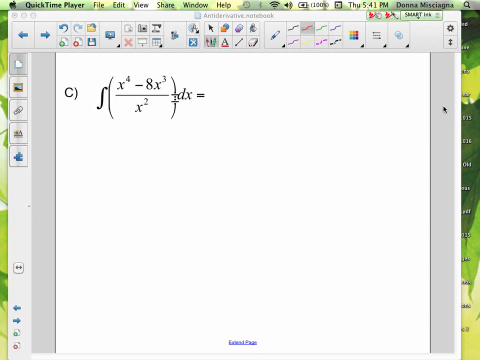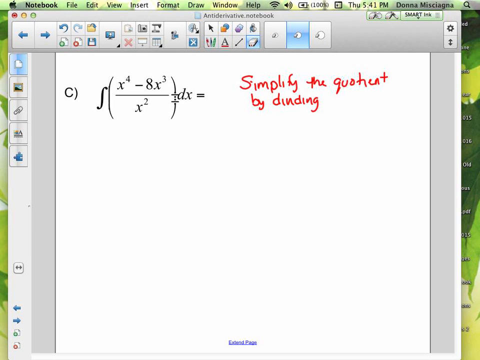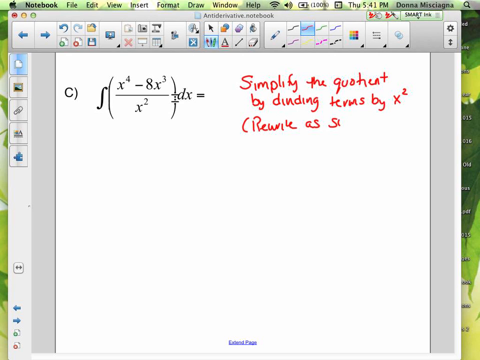One thing is you cannot deal with a quotient. So you do need to simplify the quotient by dividing all terms in the numerator by the x squared. In other words, you need to rewrite as a sum or difference.